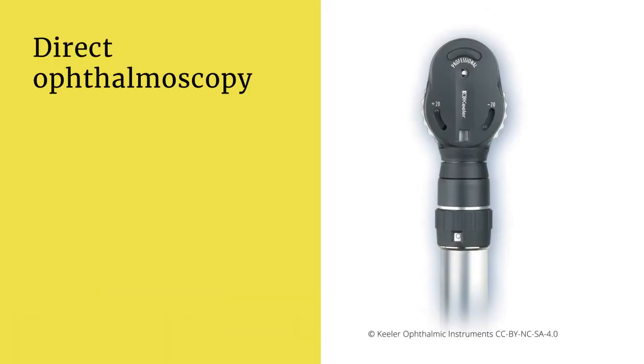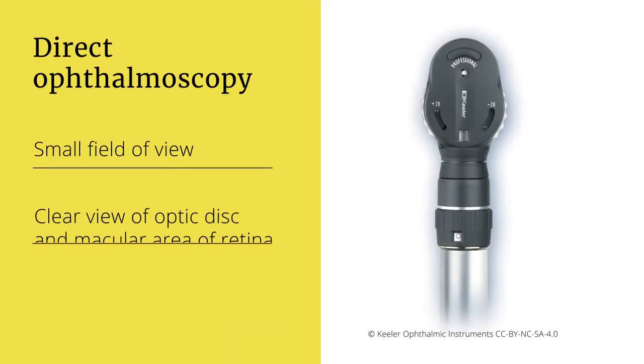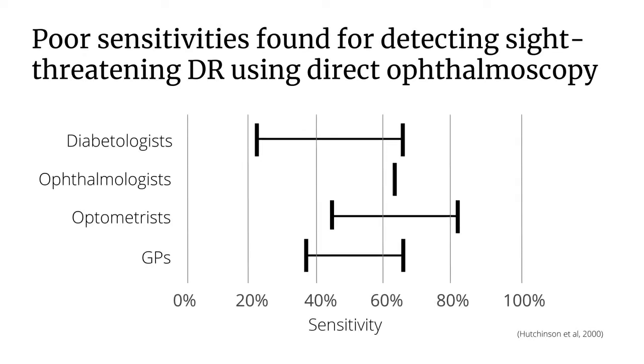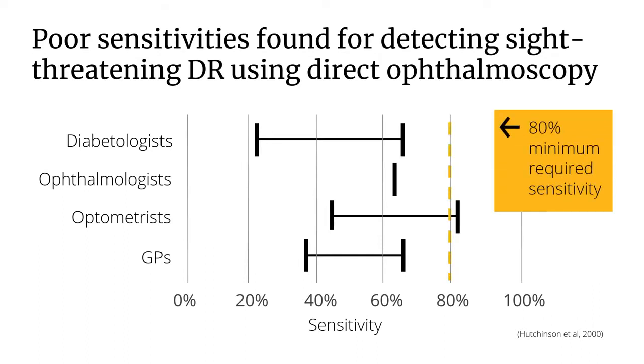Direct ophthalmoscopy provides a small field of view with a clear view of the optic disc and macular area of the retina, which is needed to identify the key signs of sight-threatening diabetic retinopathy. The main disadvantages of direct ophthalmoscopy are: the view is two-dimensional as the examiner only uses one eye, and it consistently fails to meet the minimum required 80% sensitivity and 90% specificity measures. For this reason, direct ophthalmoscopy should not be used in a screening program.